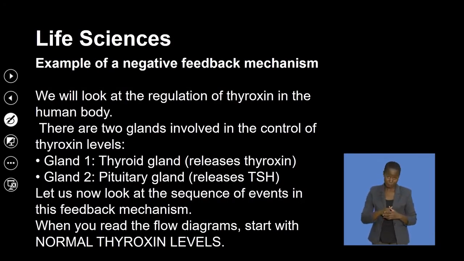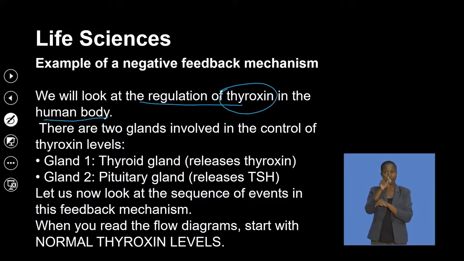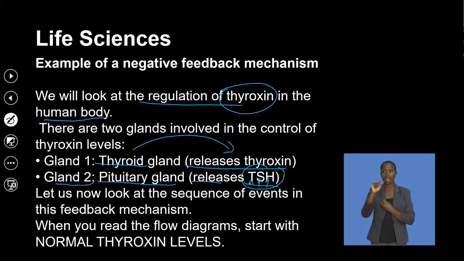Okay, so other examples of negative feedback mechanisms would be the regulation of thyroxine. Thyroxine is a hormone produced by the thyroid gland. So there are two glands that are responsible for thyroxine and maintaining metabolism. The thyroid gland releases thyroxine, but it needs a stimulus. And that comes from gland 2, which is the pituitary gland. The pituitary gland produces a hormone called TSH, which stands for thyroid stimulating hormone. So this hormone stimulates the thyroid gland to produce more thyroxine.